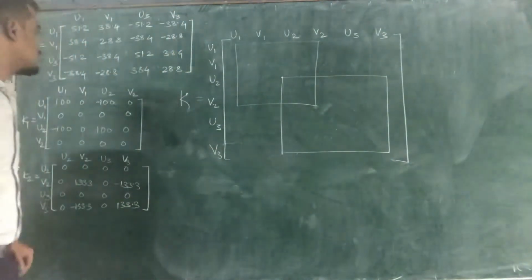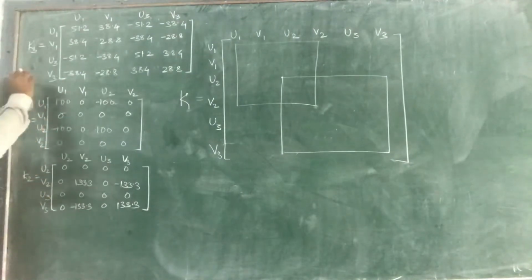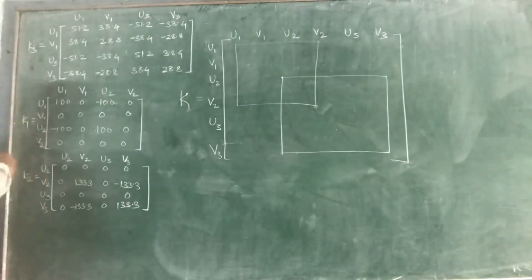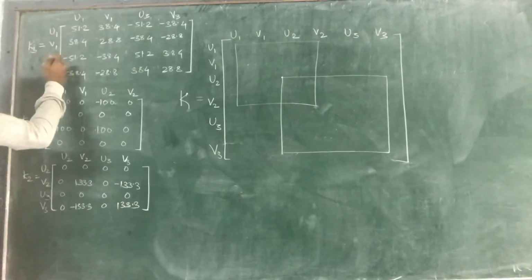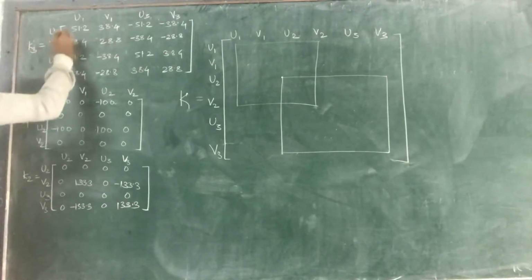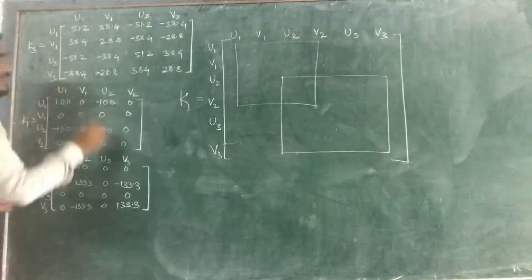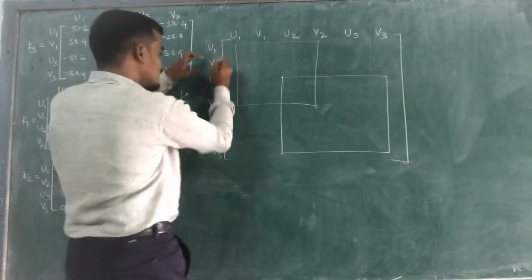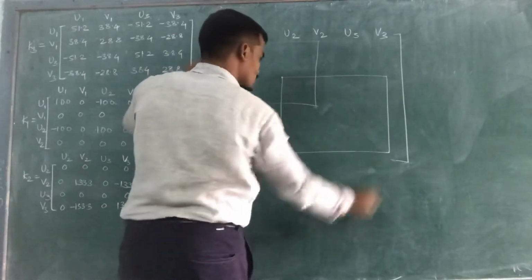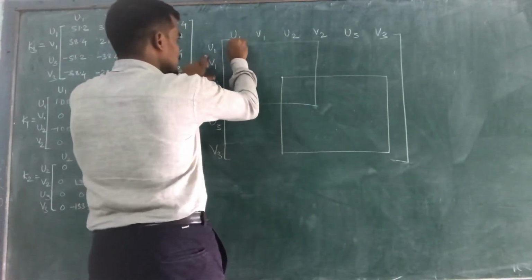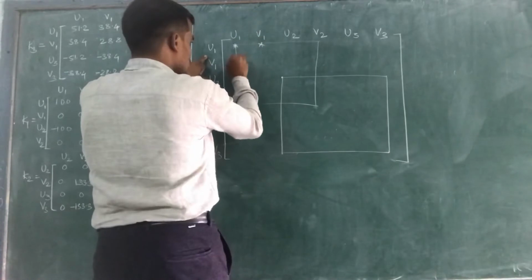Now next is what? The third element. The connectivity of the third element is between node 1 and 3. It means between rows and columns, which rows and which columns? U1 V1, U3 V3. So U1 V1, U3 V3 rows and U1 V1, U3 V3 columns. So these are the positions.